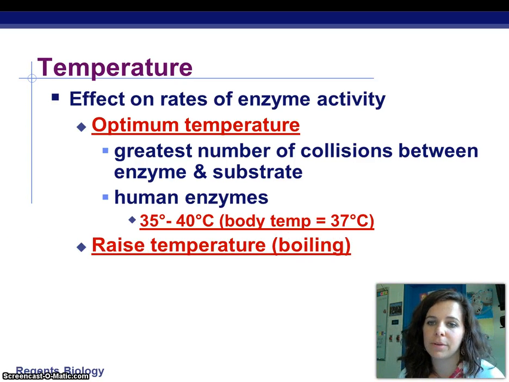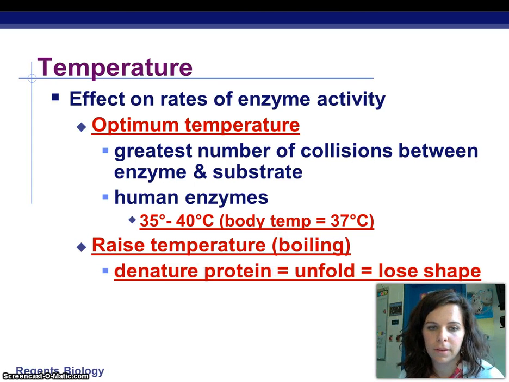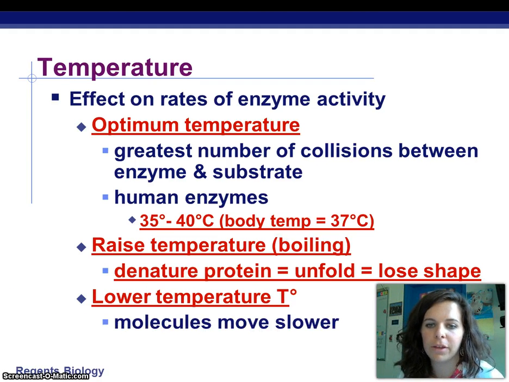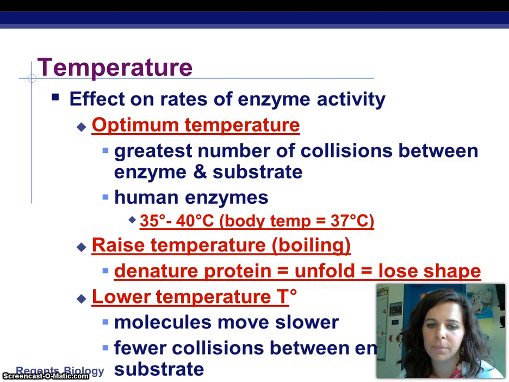If you raise the temperature too high, it will denature the protein, which means the protein unfolds or loses its shape. If you lower the temperature too low, the molecules are going to move slower. So they're not going to go into the enzyme as much. They're just not going to hit it. So there'll be fewer collisions between the enzyme and the substrate.